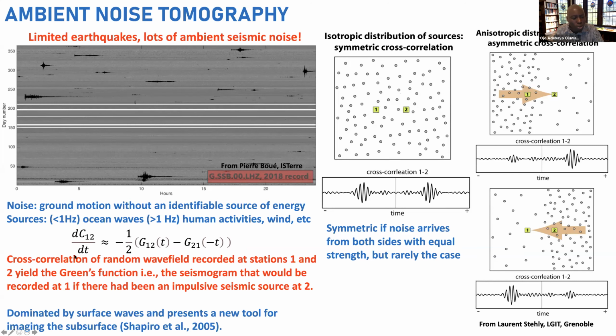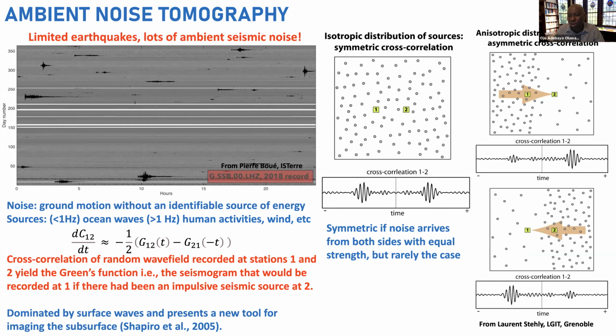And so that opened up a whole new field of study, which means, for example, if you take the cross-correlation between station one and two, you will be approximating the Green's function, which is very dominated by surface waves. And because you can retrieve surface waves through this method, that opens another field entirely of developing subsurface models. And that's basically the background to the ambient noise method.